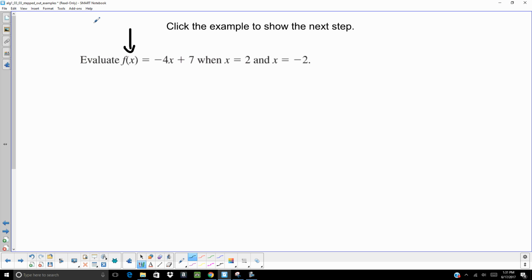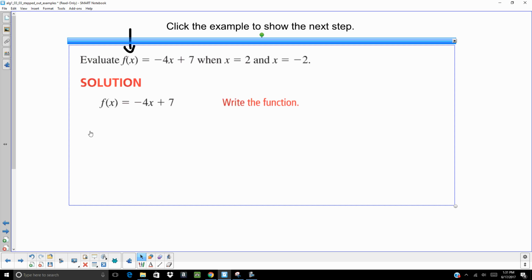What that means is you've got a function in terms of x. F of x equals negative 4x plus 7. So I want to find f of 2. So you write the function. Wherever there's an x, I'm putting in 2. Again, that does not mean f times 2. That means when my input is 2, what's my output going to be? So you take negative 4 times 2 plus 7 and get negative 1.